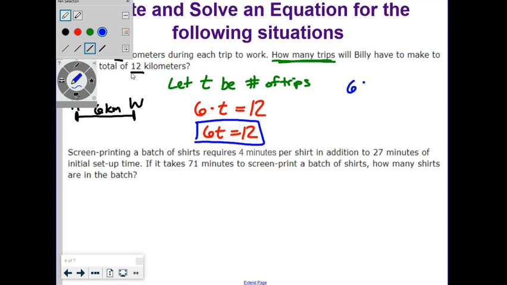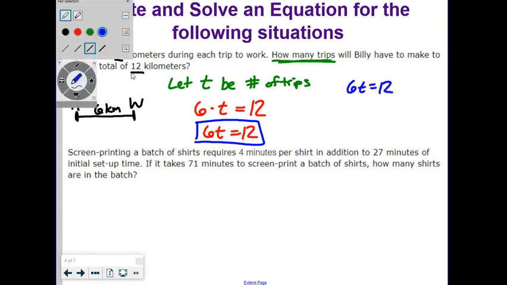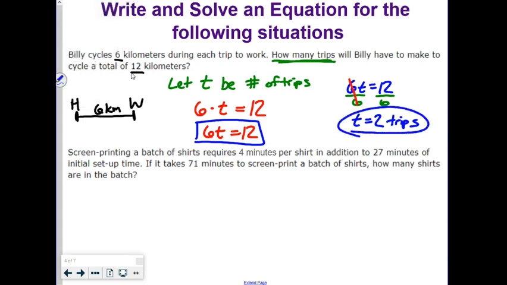Okay, but then solving it, we could divide, right? Because that's multiplication, so divide each side by 6. And those 6's undo, and 12 divided by 6 is equal to 2, which is what I was expecting. And this would be technically labeled as 2 trips. So 2 trips to work, he'll get his 12 kilometers.